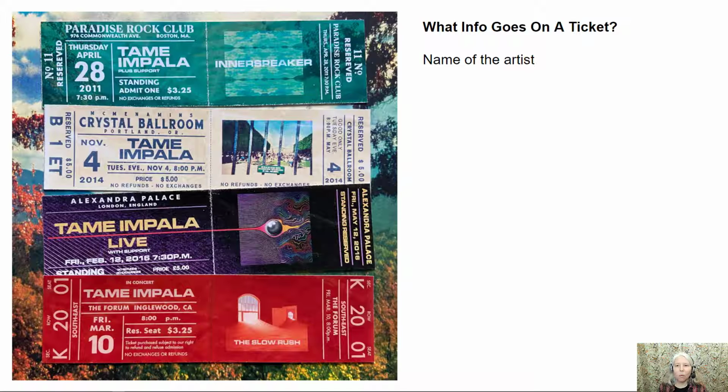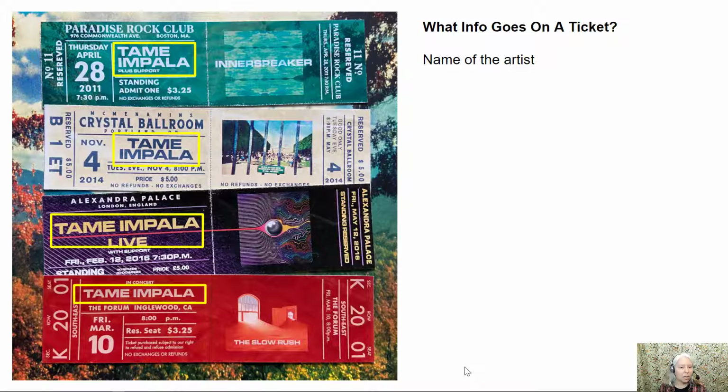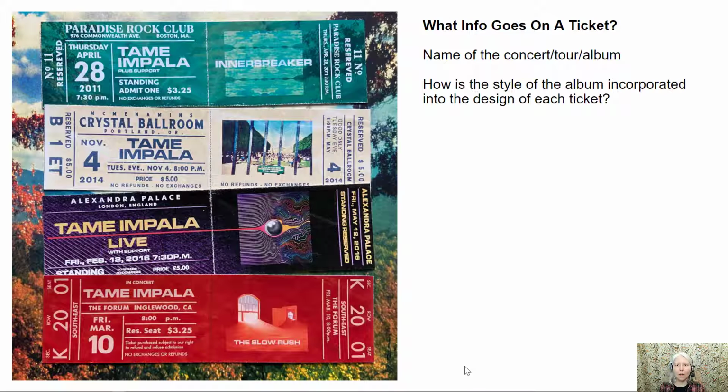Next, we're going to look at what information goes on a ticket. I found this example of 4 tickets by the same artist, Tame Impala, and we're going to look at those in some detail. One thing that goes on tickets is the name of the artist. You'll notice that on these tickets, it's in different areas on each ticket, but it's always really large, the largest text on the ticket, because it's the most important thing.